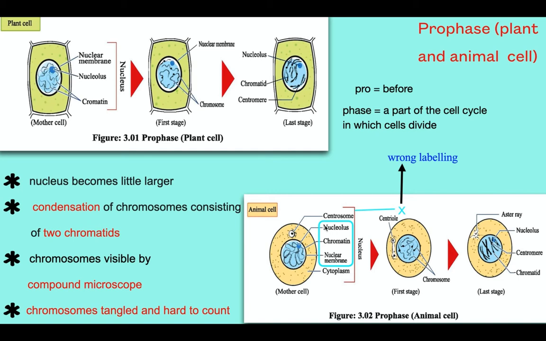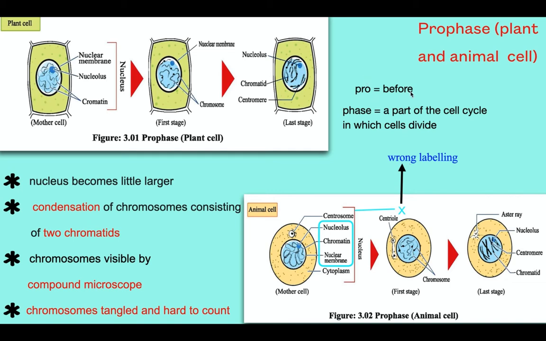I am sorry to mention, students, there is a small mistake in the NCTB book here in this labeling. Actually, the nucleus doesn't contain the cytoplasm or centrosome. So the correct labeling will be like this: nucleolus, chromatin, and nuclear membrane constitute the nucleus. So the centrosome is separate, not inside the nucleus, and the cytoplasm is obviously outside the nucleus.